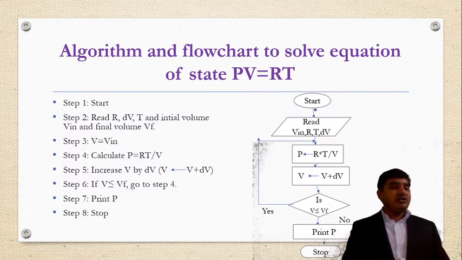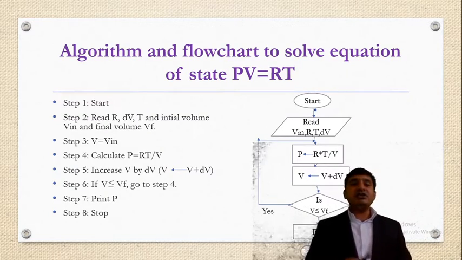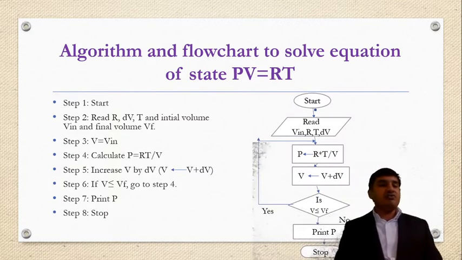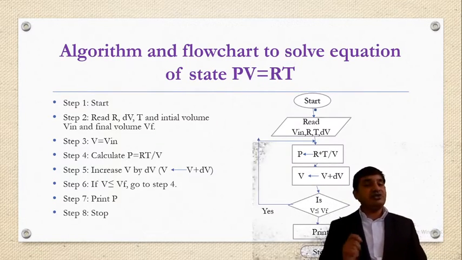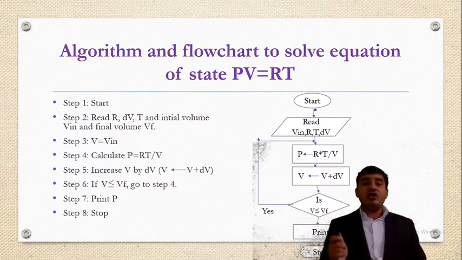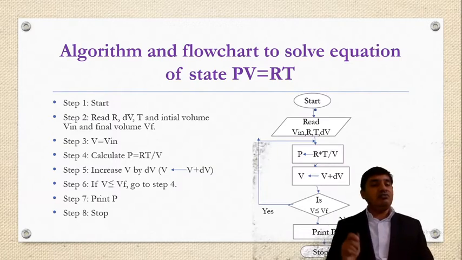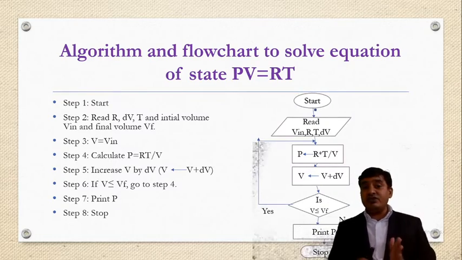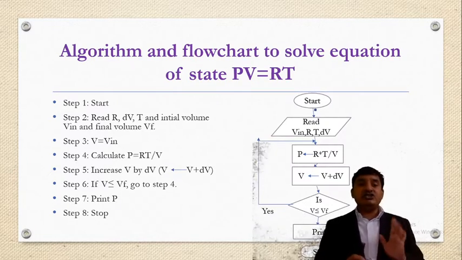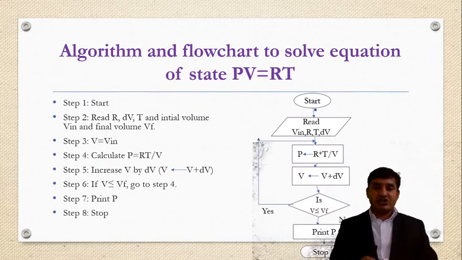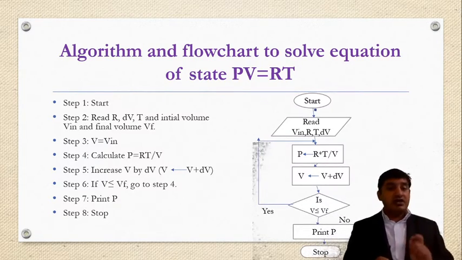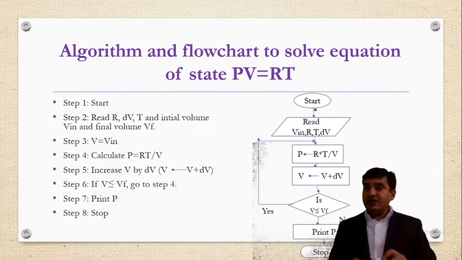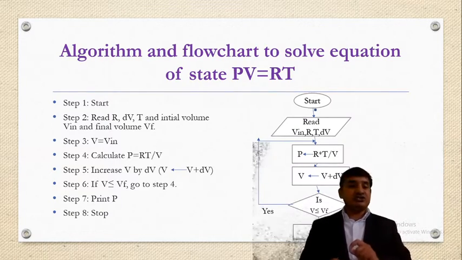Our first step in the algorithm is start. Then the second step is read R, that is universal gas constant, dV, that is the change in volume, capital T, which means absolute temperature, and initial volume Vin and final volume Vf. Now V is equal to Vin, that is initial volume. Calculate pressure, P = RT divided by V. Now volume is incremented by dV, so V = V + dV.